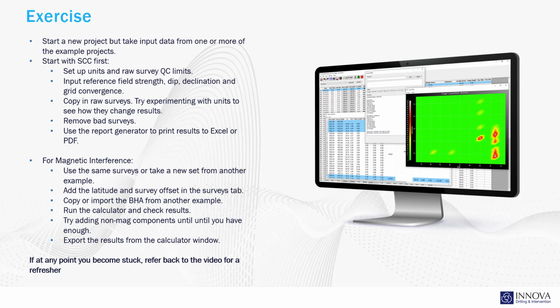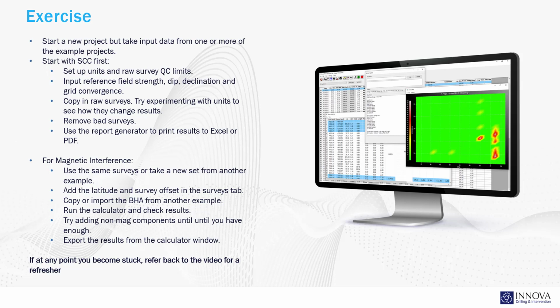If there are any bad surveys that have failed in the magnetic field strength or are still outside of tolerance after being corrected by the short collar correction, then delete those rows from your survey table and then use the report generator to print your results to Excel or PDF. Once you've done that, you can move on to the magnetic interference.